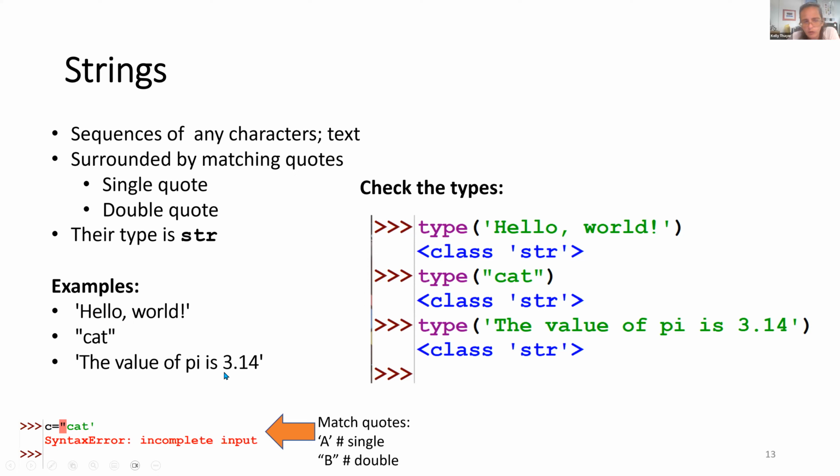And here we have the value of pi is 3.14. So notice we've included something inside that looks numeric, but it is being treated as text. This is not behaving as a number. Suppose you didn't match your quotes. Well, you're going to get an error. But you don't have to take my word for it. You can always just ask Python. So we can check the types using the type keyword, the parentheses, and then you put the expression inside, and we can see that all of these are type string.